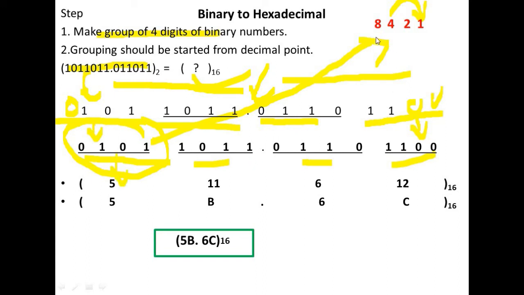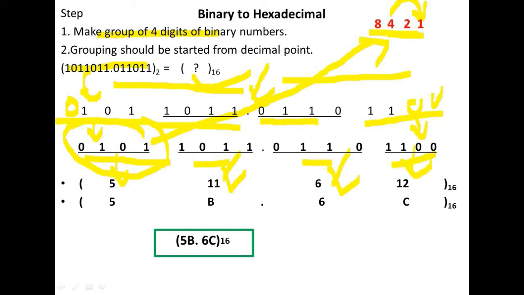1 0 1 1: 8 plus 2 plus 1, it will be 11. So this will be given as 11. For 0 1 1 0, only these 2 digits are required: 4 plus 2, that is 6. For 1 1 0 0, 8 and 4, that is 12.